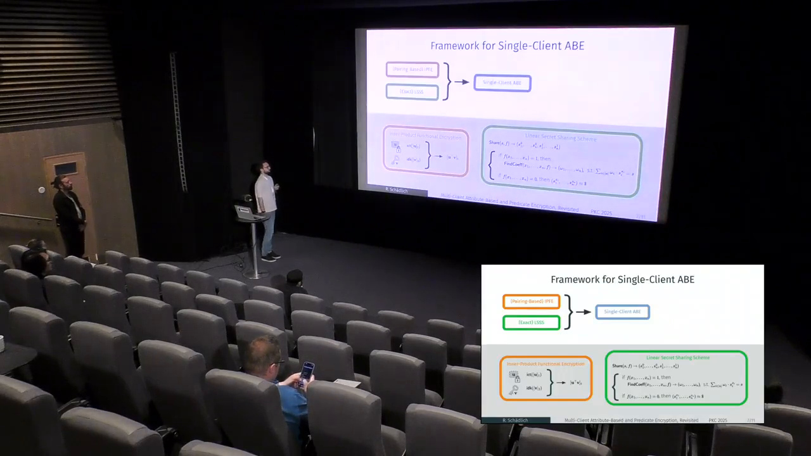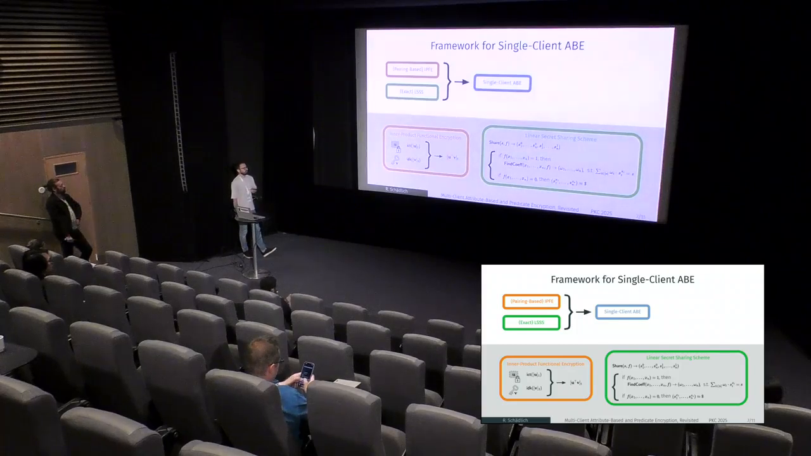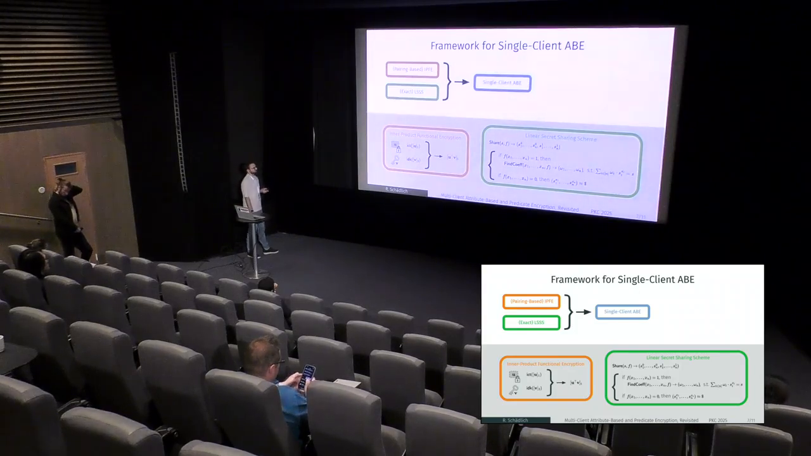Now, my remaining time I would like to use to give a high-level overview over the constructions. And so I will start with the construction for succinctly enumerable policy classes. And our starting point is a well-known framework to construct single-client KBABE that combines pairing-based IPFE, pairing-based because we need function hiding security, and we use this together with linear secret sharing schemes.